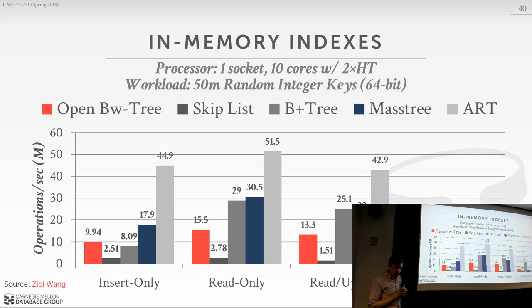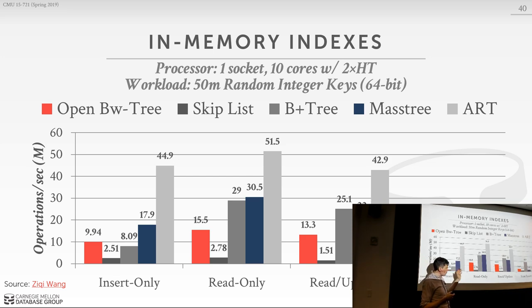All right, so let's finish up the discussion about OLTP indexes by looking at this graph that I showed you last time. So this is doing a comparison between the Open BW-Tree that we built at CMU, the best known skip list out of Australia, the best known skip list in the world, which is from Australia, a B+ tree written by the HyPer guy who did the ART index using his optimistic lock coupling, the Mass Tree, which I showed you in the last slide, and then this is the full ART index, again, from the guys from HyPer. So this is doing 50 million keys on a single socket machine with 20 threads, 10 real cores, and then double that with hyper threading.